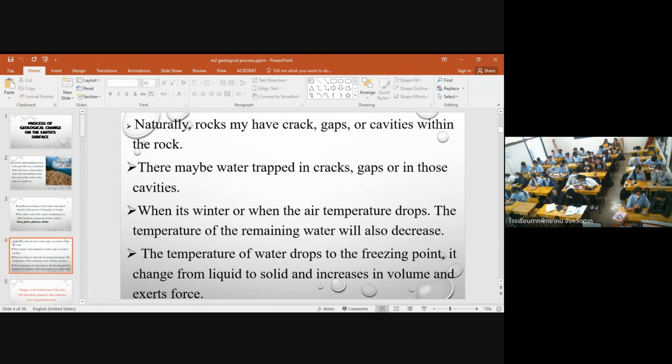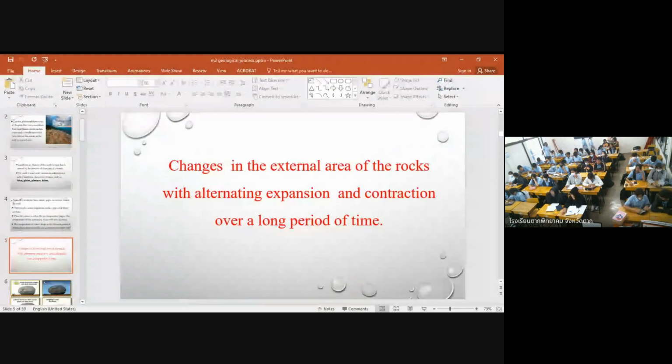So when the air temperature drops, the temperature of the remaining water will also decrease. Therefore, the temperature of the water drops to freezing point, so some water is freezing. It changes from liquid to solid and increases in volume, exerting force. So there are changes in the internal area of rocks with alternating expansion and contraction over a long period of time.